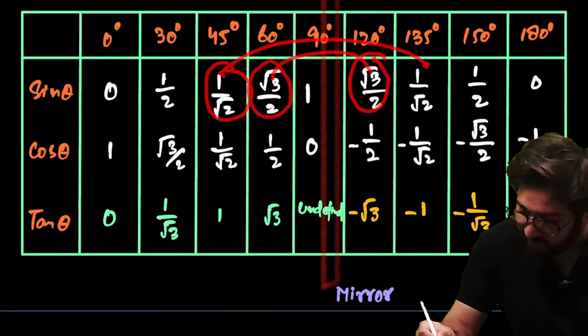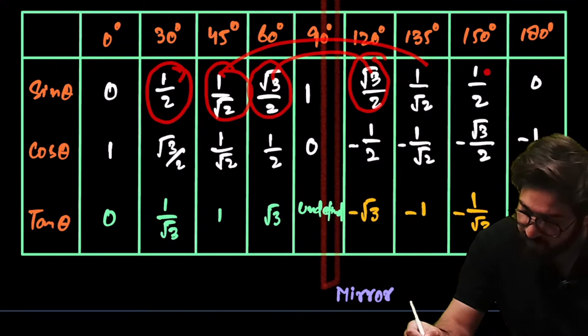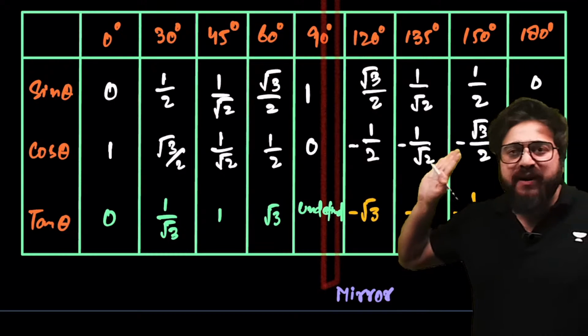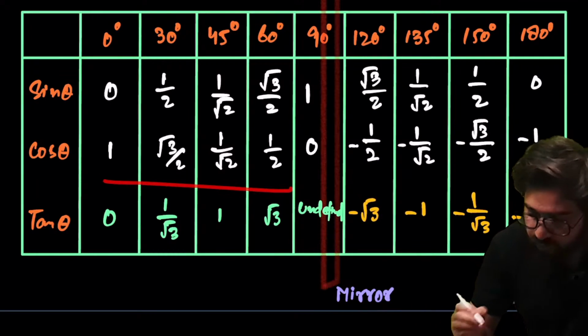This 1 by root 2 you have to copy it over here. This 1 by 2 you have to copy it over here. This 0 you have to copy it over here. As simple as that. Now my dear friends, in the second row, what you are supposed to do?